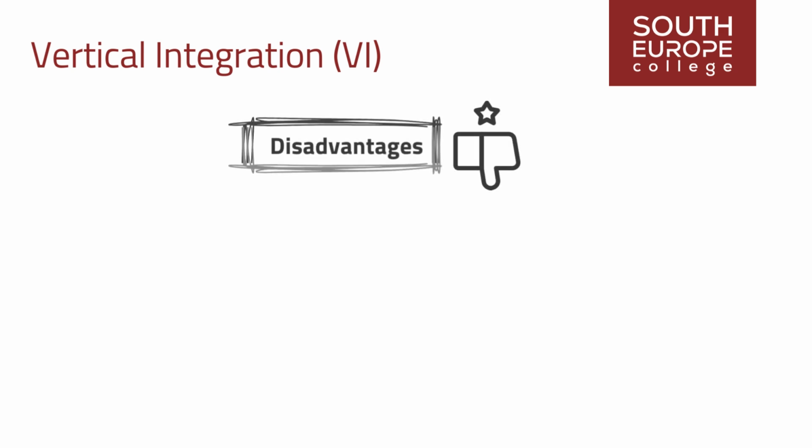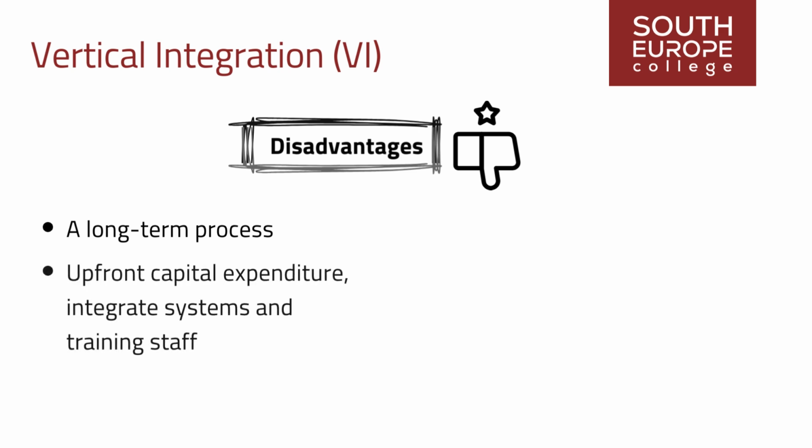Disadvantages: companies can't vertically integrate overnight. In fact, it is a long-term process that requires widespread buy-in. This also includes heavy upfront capital expenditure requirements to acquire the proper company, integrate new and existing systems, and ensure that staff is trained across the entire manufacturing process.